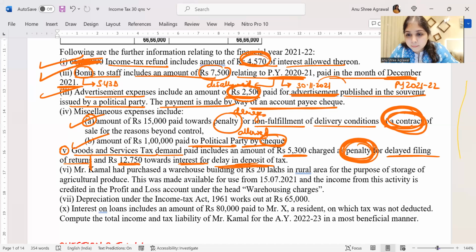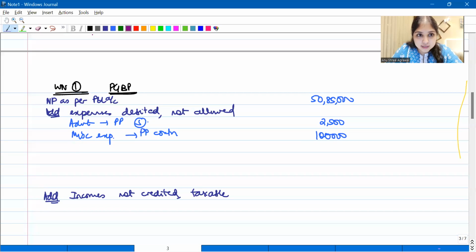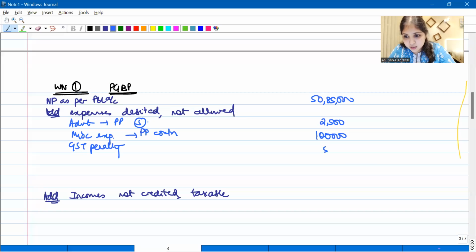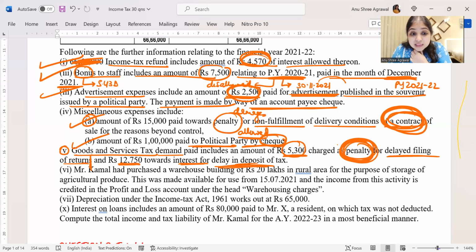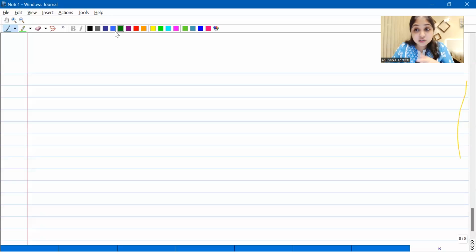One by one, we will go. GST penalty: allowed or disallowed? GST penalty will be disallowed because it's a penalty. So therefore, I will disallow. Now this penalty, if you see, is a breach of law, a violation of law, therefore I will disallow it. What is the amount? 5,300. This I will disallow. But guys, what about this 12,750 interest for delay in deposit of tax? What about interest? Looking at the chat box, it looks like you all don't have clarity about this point. Listen to me.